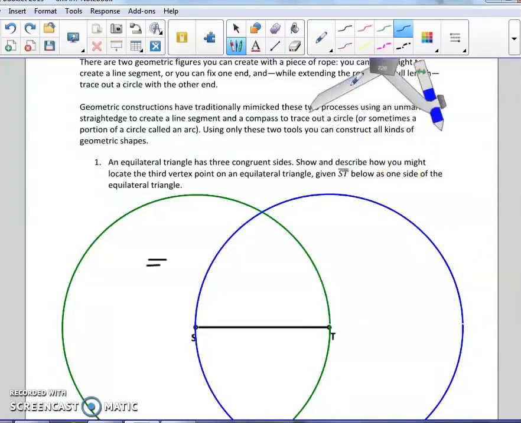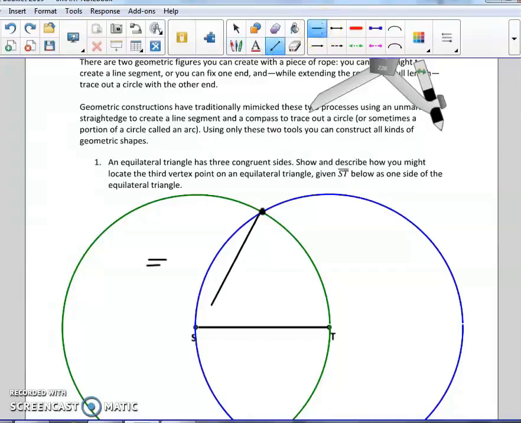What we discussed in class is that if we put a point where those 2 intersect, the blue and the green, we should be able to construct an equilateral triangle if we connect that point that's created with each of the endpoints.